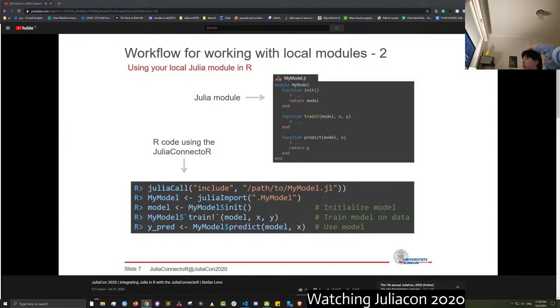With that, we can load the module definition from the source file. The automatic import of the functions from the module works then as well as with the packages, and we can use all functions in our module in R.